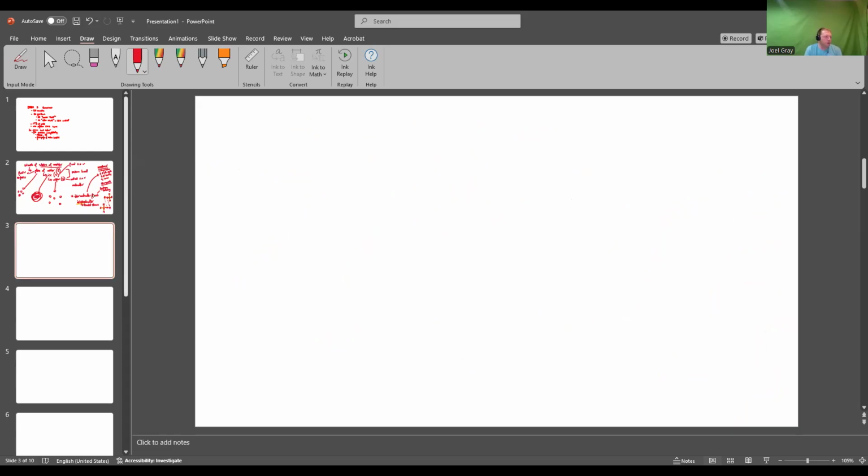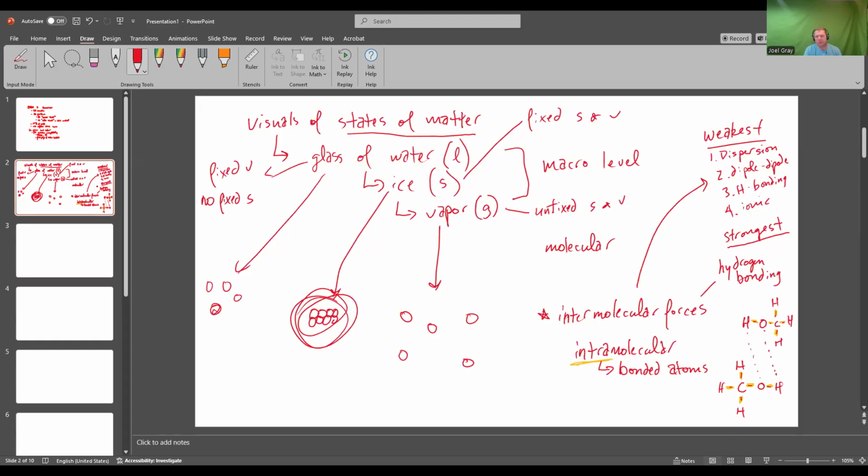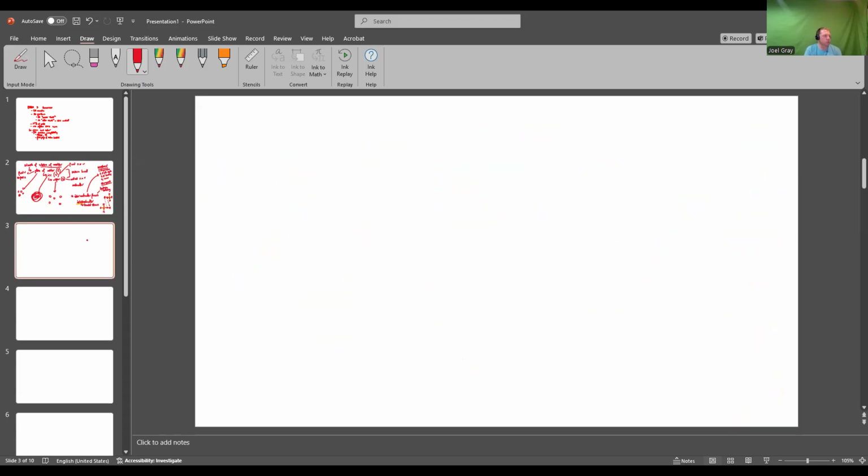Now, when we go from there, what separates these things? Liquid water, solid ice, and water vapor, you have those different transitions. So a solid goes to a liquid, goes to a gas. Well, this is melting. This is vaporizing. Then to go from a solid to a gas, that is sublimation.